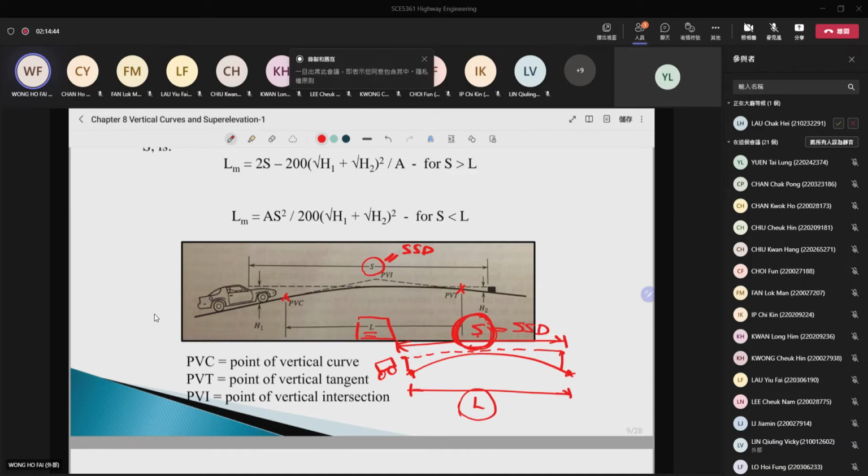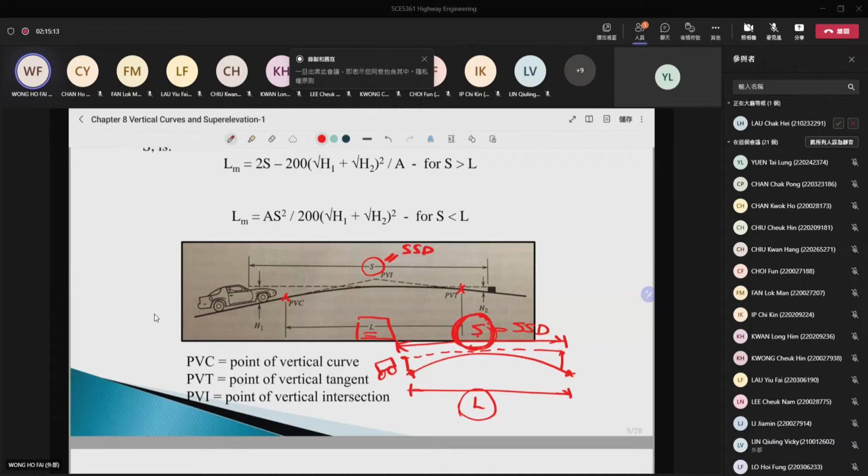So when you see something ahead, this is the sight distance. It should be equal to the stopping sight distance. If the sight distance is shorter than SSD, what will happen? When you see something, the distance is too close, so you do not have enough time to stop the vehicle, right? Then you will hit the fence ahead. So S should be equal to SSD.